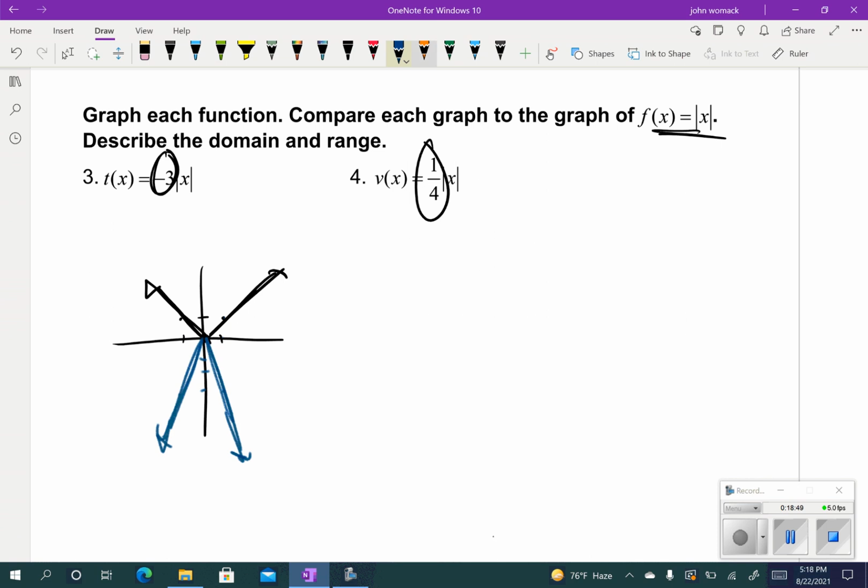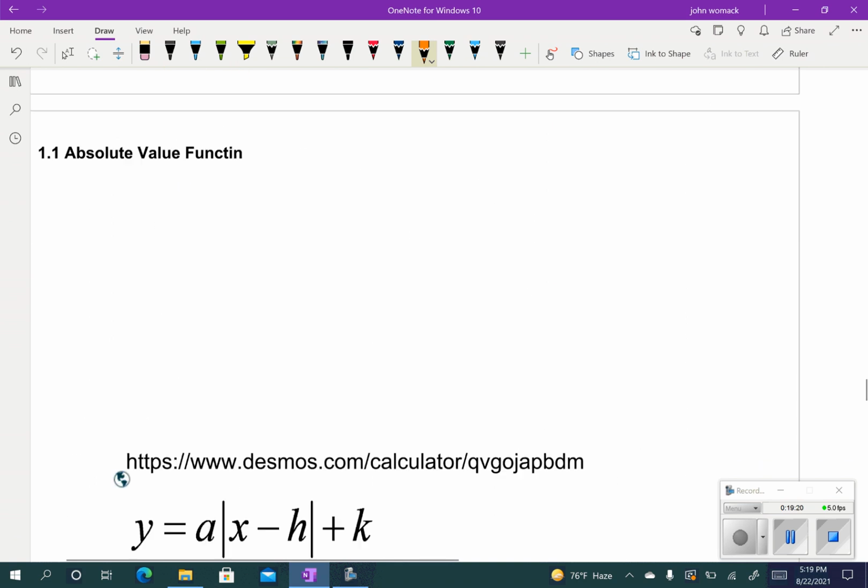The 1/4 now, that is going to be a vertical compression because that number is less than 1. So I multiply all my y coordinates by a number less than 1. So instead of going over 1 and up 1, I'm going to go over 1 and up 1/4. Instead of going over 2 and up 2, I'm going to go over 2 and up 1/2 because that's 1/4 times 2. So that's going to be a compression or a shrink. So we'd say, what's the transformation? It's a vertical shrink.